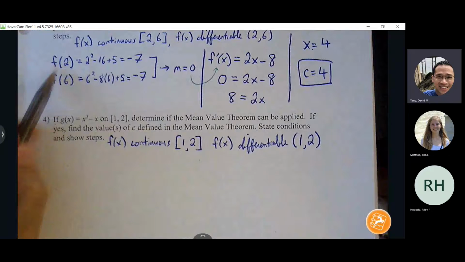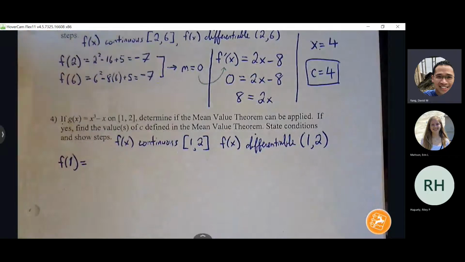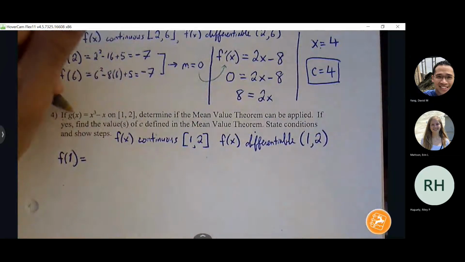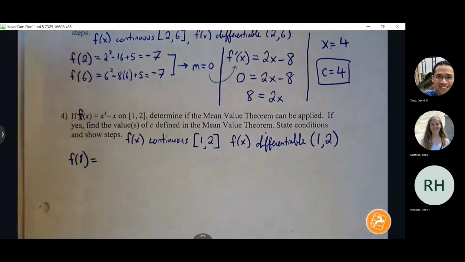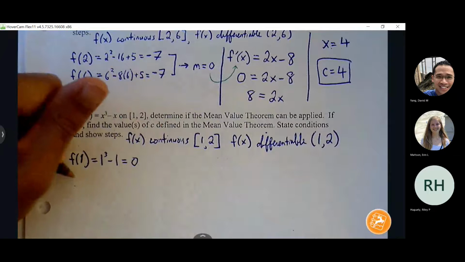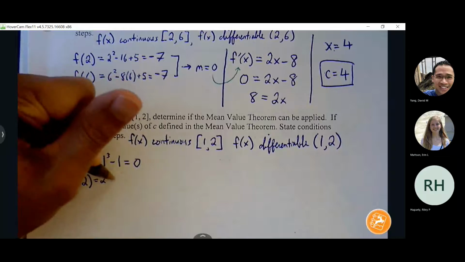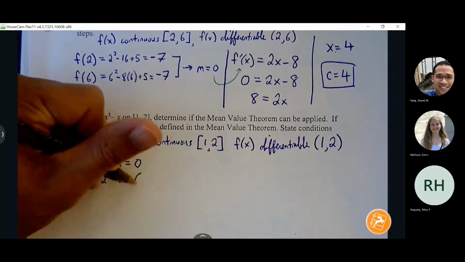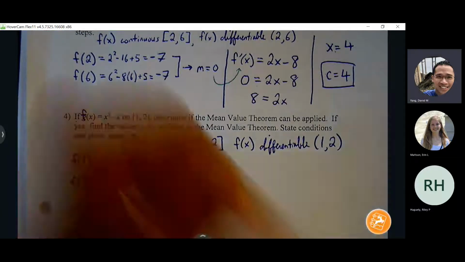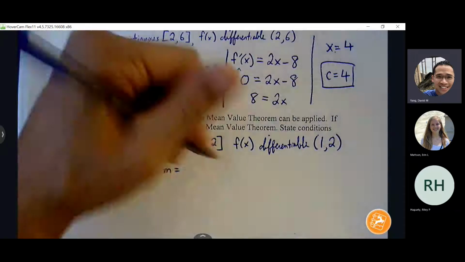Okay, endpoints, just like how we did with mean value theorem. Make sure that you don't touch the derivative just yet. You just want to gather information. Sorry, I said G of X, but I'll say F here. Okay, find slope: change in Y over change in X.